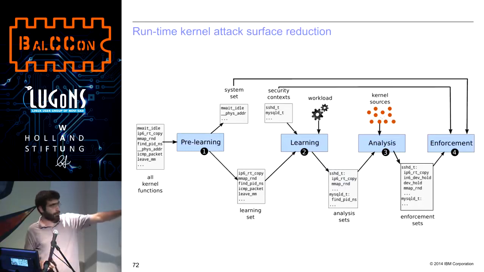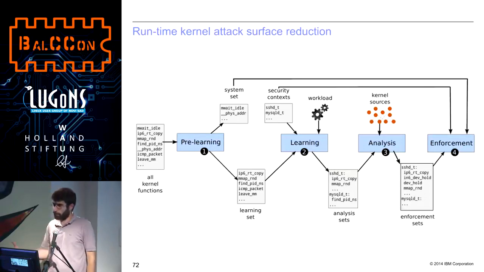So from there we also obtain the rest of the functions, which are called the learning set. And this will go into the learning phase where, for each workload that we're interested in, for each application that we're interested in, we will define a given analysis set for each of the applications. What that means is we will see which functions in the kernel are used for a given application under the workload that we're interested in.